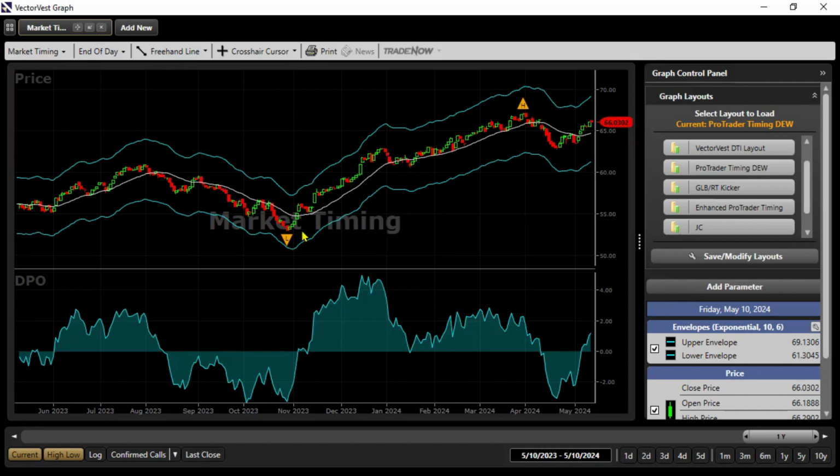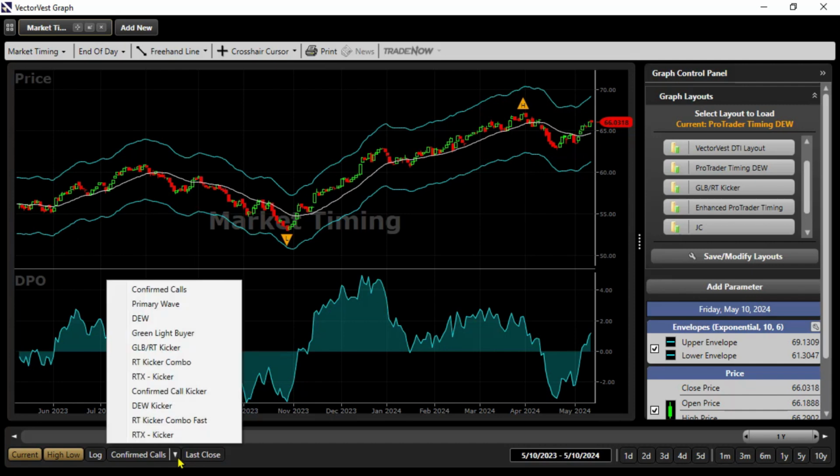Then finally, the W is for weighted moving average. That's this white line running through the middle of price here. So quickly, we'll talk then about signal and how it's generated. We'll start with the most recent, because that's what we should do.